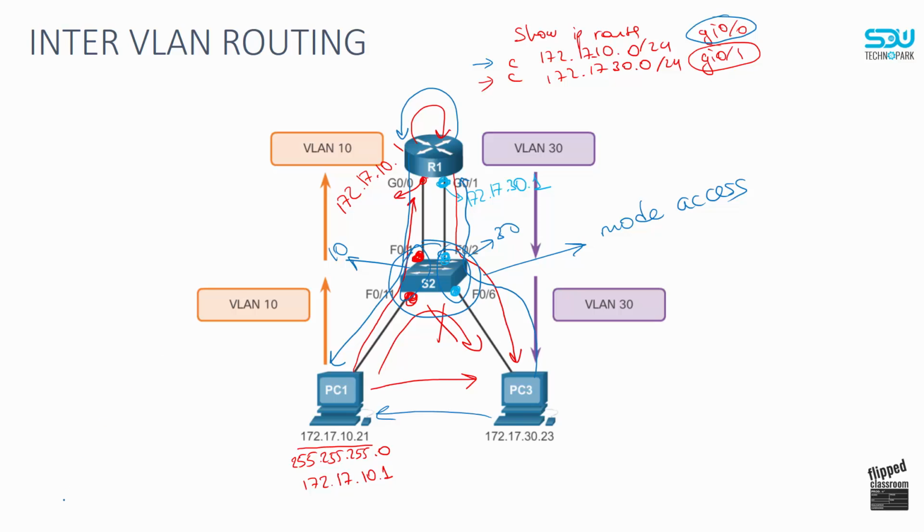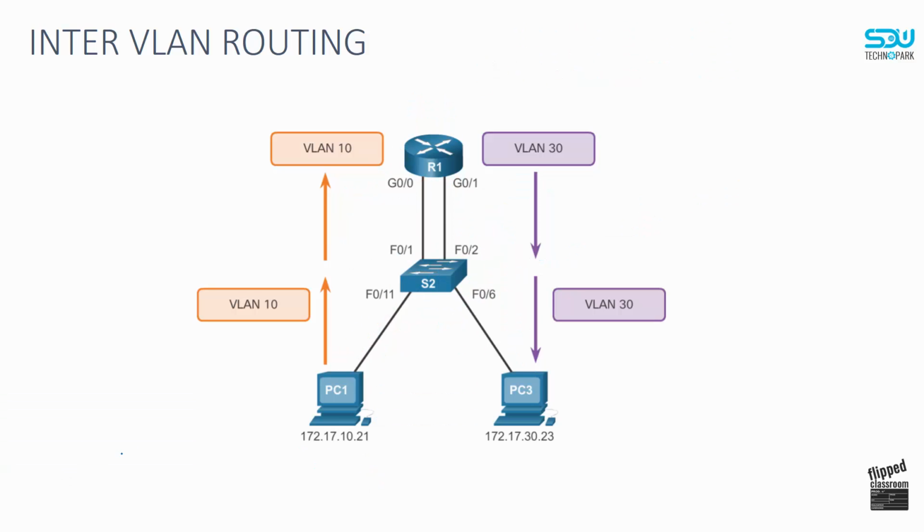So we may have a situation where we have a lot of VLANs. We don't want to use multiple links between the switch and the router. So why don't we use a single link? Let's say that this is a single link. It's going to be gigabit 0/0 and FA0/11 as in our example. And let's say that this link is going to be configured as a trunk link.